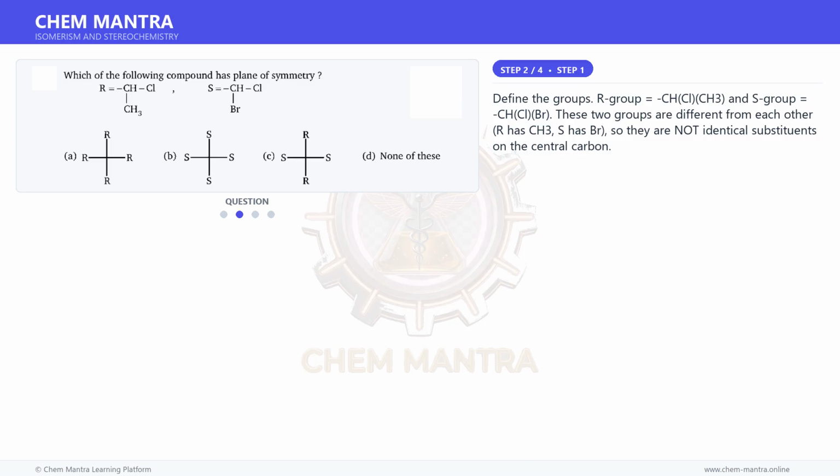Moving on to the next step. Define the groups. R group is equal to CH, Cl, CH3 and S group is equal to CH, Cl, Br. These two groups are different from each other. R has CH3, S has Br, so they are not identical substituents on the central carbon.